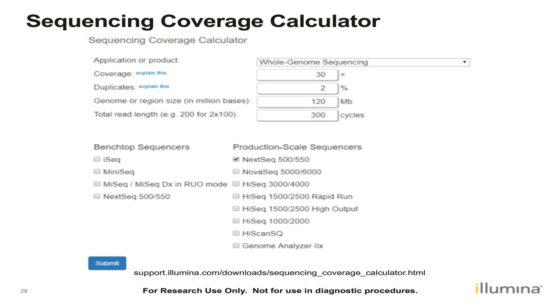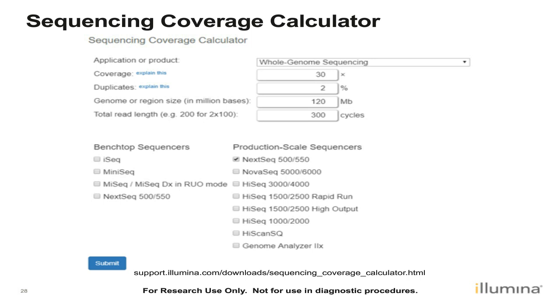If you are unsure of the coverage needed, it is best to consult the literature within your field for the most appropriate recommendations. We enter a duplicate percentage, which will depend on the library preparation method used. I am leaving the default value here. Next, we enter the genome or target region size. For this, I'm sequencing a 120 megabase genome. We then enter the read length. This is a number of base pairs or cycles that will be sequenced from each library fragment. Each Illumina library preparation kit has a recommended number of cycles.